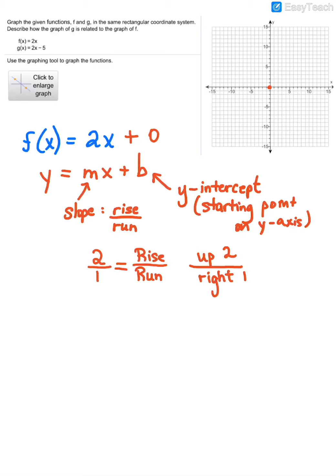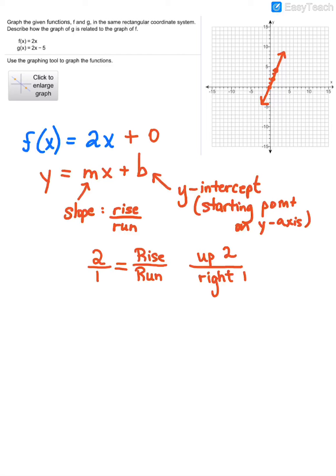So from my starting point on the graph, I will count up 2 units and over 1, and then put another point. Okay, and then I can keep doing it, up 2 units and over 1. Now, I'm going to make the points bigger than my counting. And so when you're counting, you have to do the up 2, right 1, and then put the actual point. So that's what that particular line would look like.